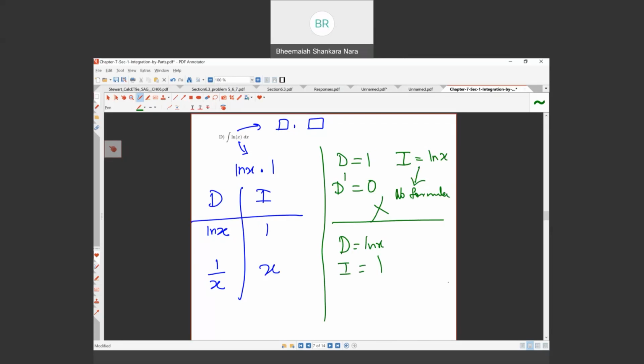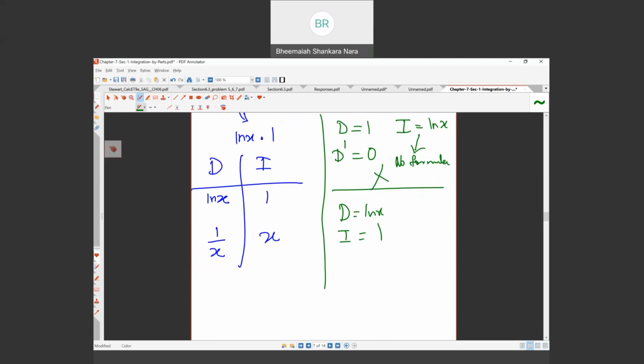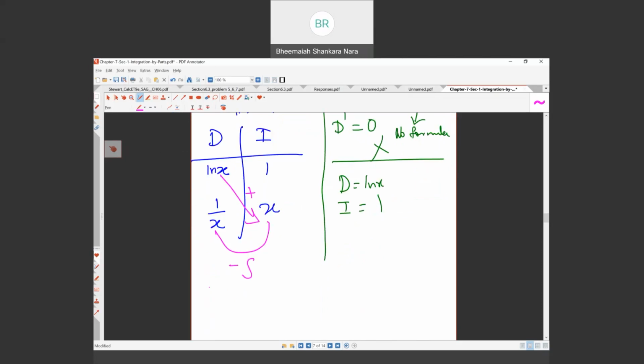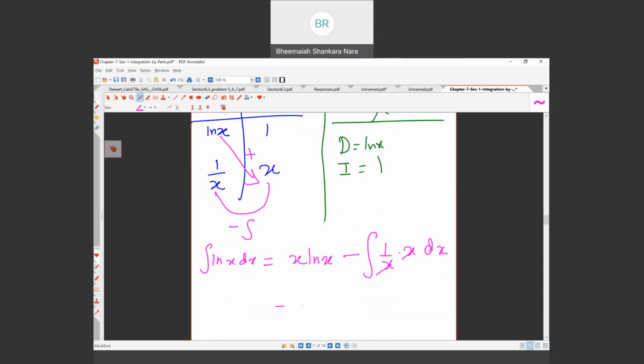So now let's plug these into the formula. You have just one step. These two are multiplied plus, and when you multiply these two, you have a minus and integral sign. So integration ln x dx is x times ln x. We are doing the product of the cross terms from the table. Negative integration 1 over x times x dx. Cancel these terms. X ln x negative 1 dx. X ln x negative x plus c.